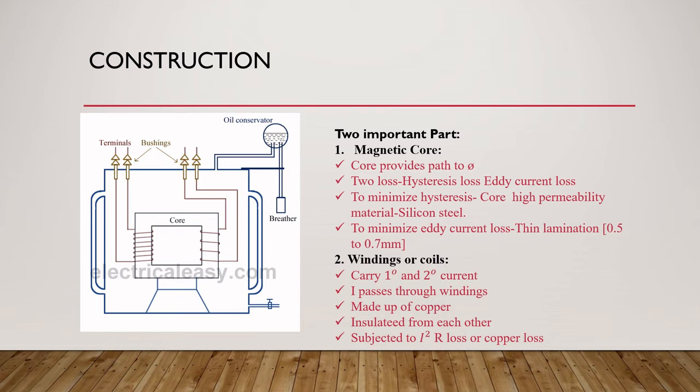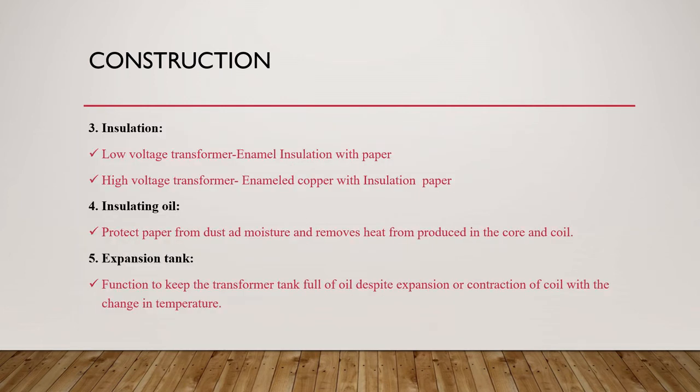So it will again produce the EMF across the load. These windings are made up of copper. These windings are insulated from each other, and the windings are subjected to I squared R loss or copper loss. About the insulation, paper is still used as a basic conductor insulation. Enamel insulation is used as interturn insulation for low voltage transformers. For power transformers we use paper insulation with the enameled copper.